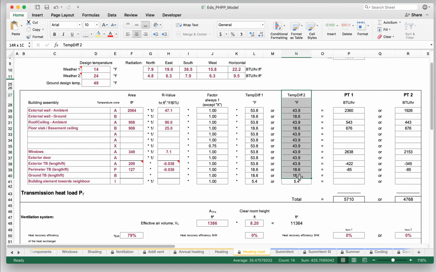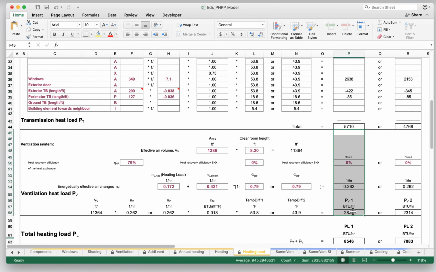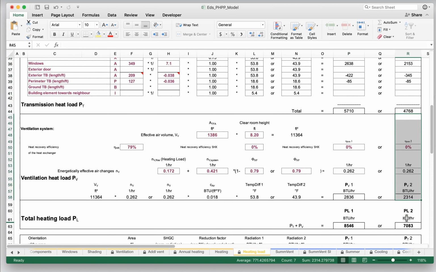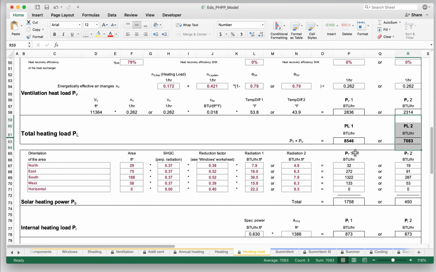We have 1 and then 2 weather conditions, and so then 1 and then 2 total transmission heat losses for the peak condition. And we'll do the same thing for our ventilation. So we'll calculate the ventilation losses for weather condition 1 and the ventilation losses for weather condition 2. Then we'll total up the total losses for weather condition 1 and the total losses for weather condition 2. And then we'll take a look at the gains. So we'll first calculate solar gain for weather condition 1, then solar gain for weather condition 2. Notice very different in this case.